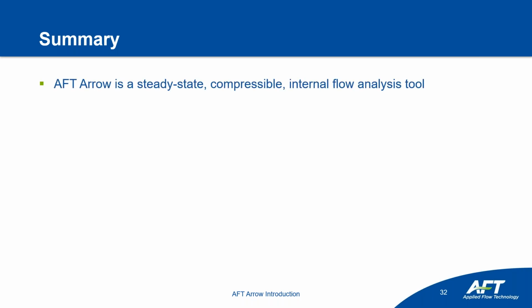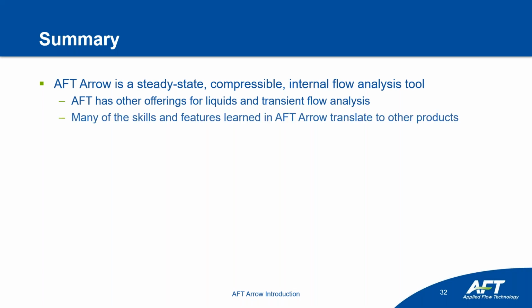So AFT Arrow is a steady state compressible internal flow analysis tool for piping or for ducting systems. However, we also have offerings for liquids and transient flow. And a lot of what we learned today is going to translate immediately to those other products as well, as stated in this bullet point.